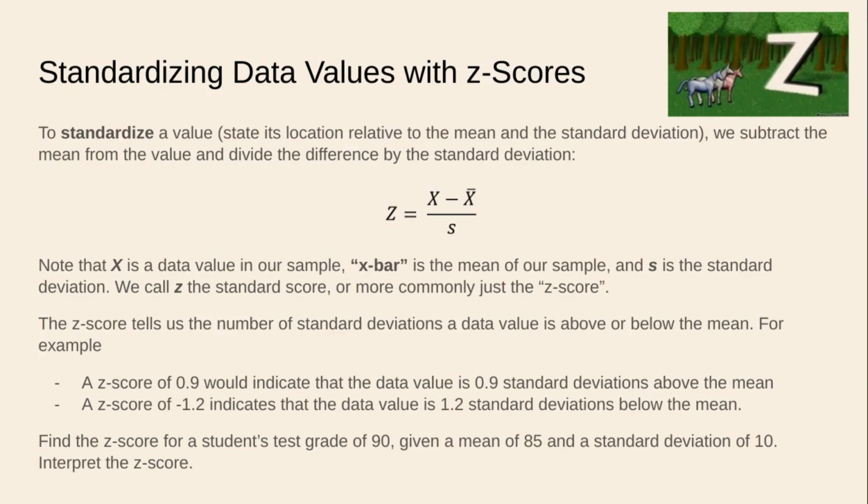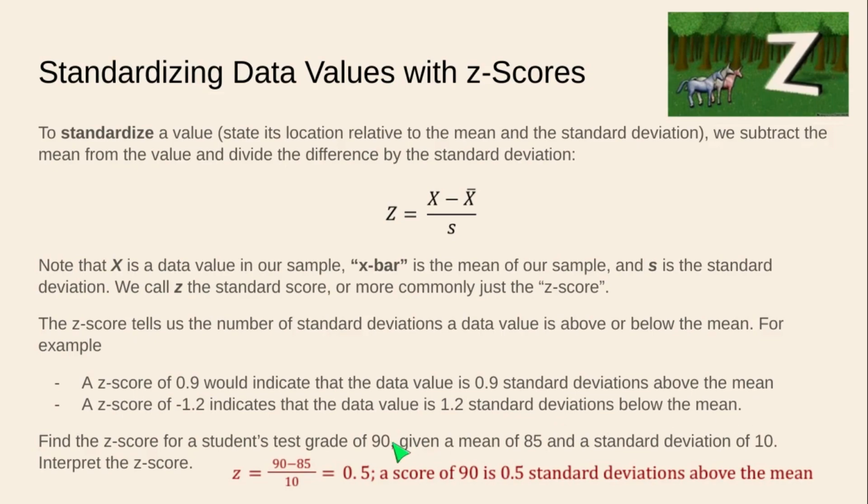So we're going to find a z-score for a student's test grade of 90 given a mean of 85 and a standard deviation of 10. Then we're going to interpret that z-score. So we just take these values, throw them into the formula. This is x, this is x bar, and this is s. Throw it in, and we get 0.5. So a score of 90 is 0.5 standard deviations above the mean.